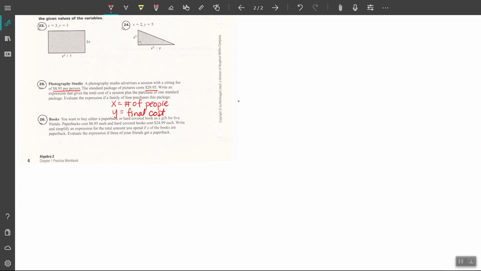All right, so if we're calling y the total cost, and we know that we have to pay $29.95, no matter if one person gets their pictures taken or 10, and then we're going to add to that $8.95 per person. So every time you add an extra person in, you have to pay $8.95. Well, that's where my x variable goes. That's going to stand in for the number of people. So this is just your general function. You could have it written like this. You could also have these terms reversed.